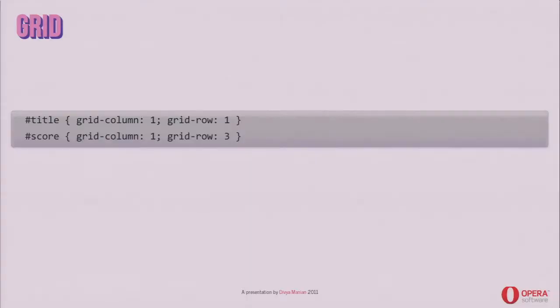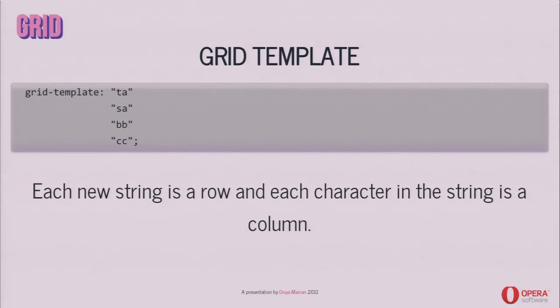And the content need not be in document order. So you can say any selector can go into any part of the grid. And you do that by using a selector for that particular element, and then you say it belongs to this grid row and this column. So in this example, an element with ID title belongs to the first row and the first column, and an ID score belongs to the third row and the first column. Also, another interesting part of the grid layout proposal is that there's a template that you could use now.